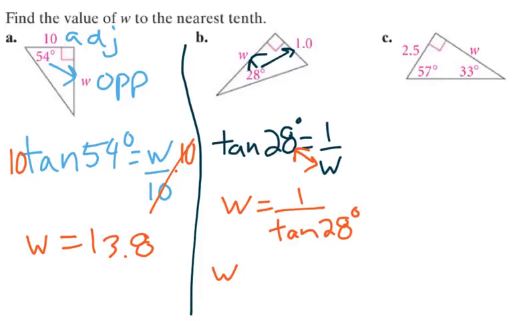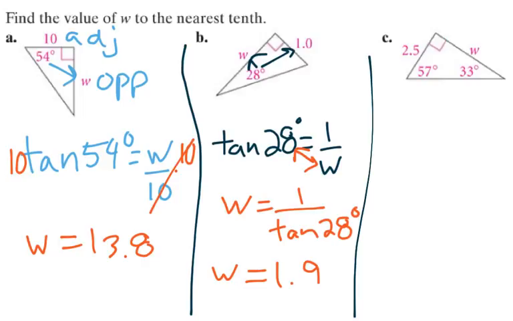And we get about 1.9. Okay? So again, sometimes the variable is going to be a denominator. So what you do is switch spots diagonally, so the tangent swings down underneath the 1, and we type it in how we see it, 1 divided by tangent of 28. Alright, let's do one more here.